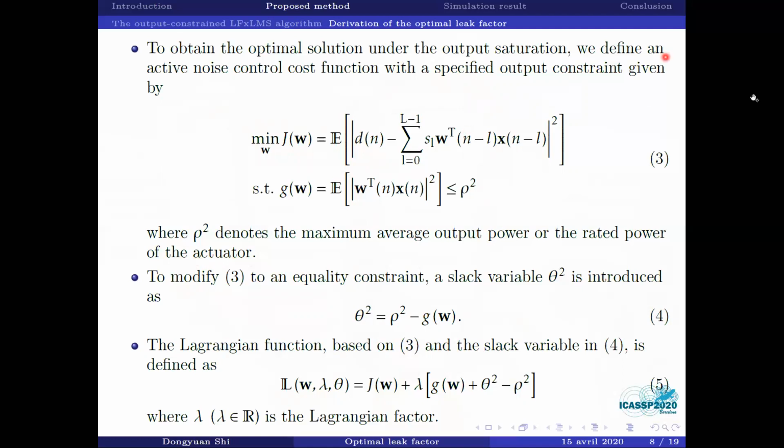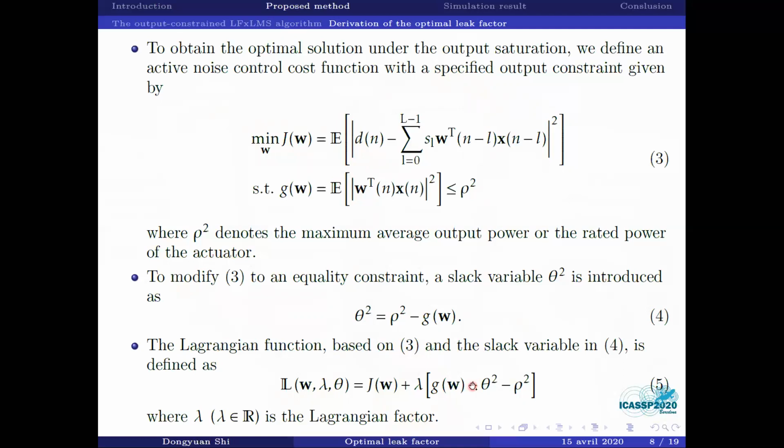To solve this problem, we bring in a slack variable theta squared, which is given by equation 4. Based on this slack variable, we can list out the Lagrange function of equation 3, which is shown in equation 5. In this equation, lambda is the Lagrange factor.